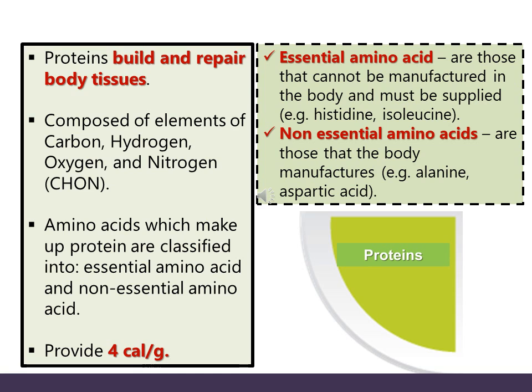We also have non-essential amino acids, and these are amino acids that the body manufactures. That means our body can produce these non-essential amino acids, unlike essential amino acids, which we have to find in our sources of food. Now, what are the different types of non-essential amino acids? We have alanine and aspartic acid. Now, proteins, which come from our food, provide 4 calories per gram.